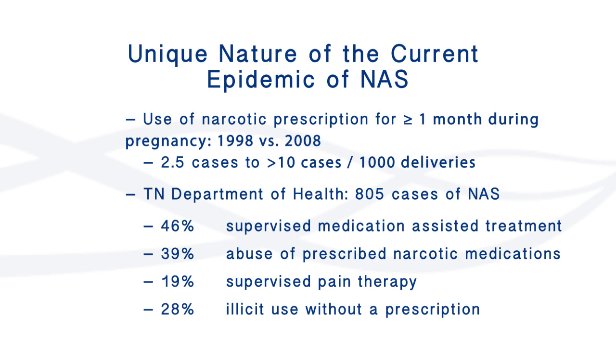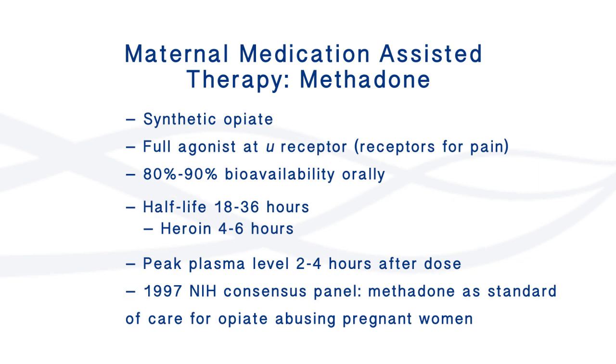Now, these percentages add up to more than 100% because of poly-drug use patterns. But what's important here is that 72% of the infants who went through neonatal abstinence syndrome, their mothers, were on a prescribed medication. Now, as we talk about prescribed medications, one issue that always comes up that is quite important is the issue of medication-assisted therapy. By far, the most common modality is methadone.